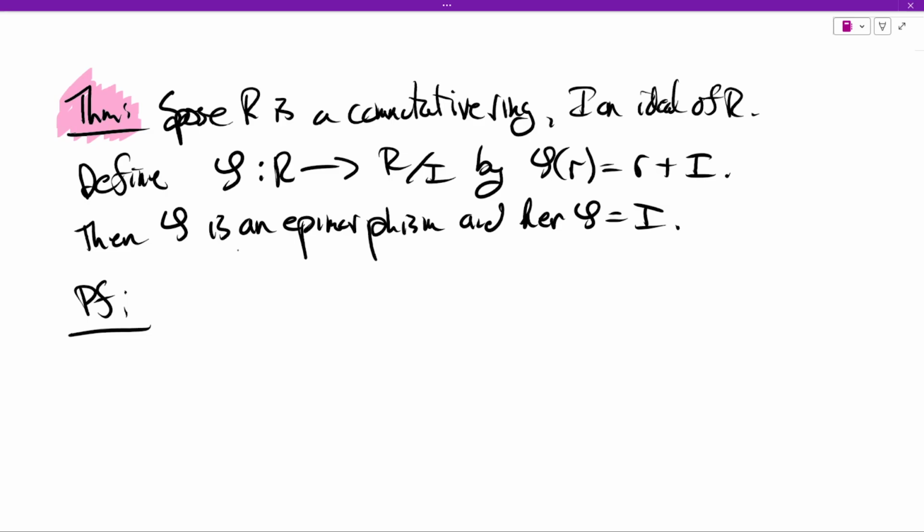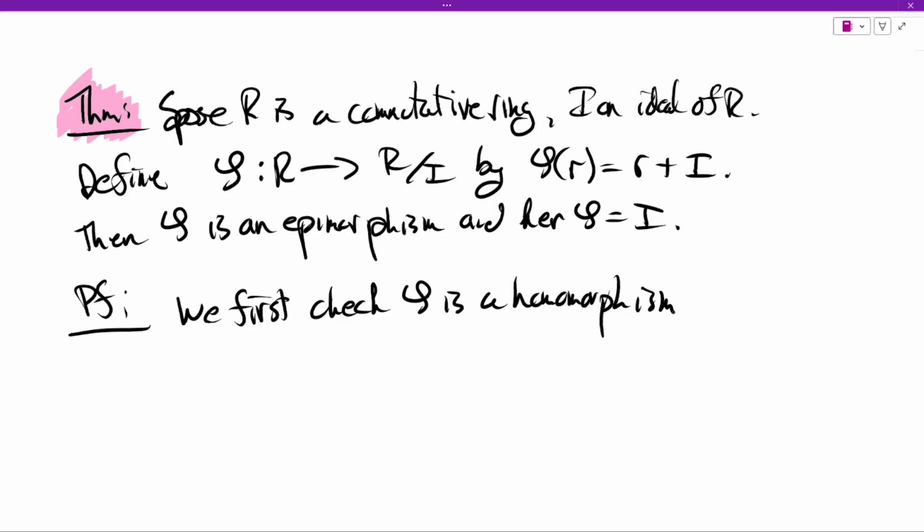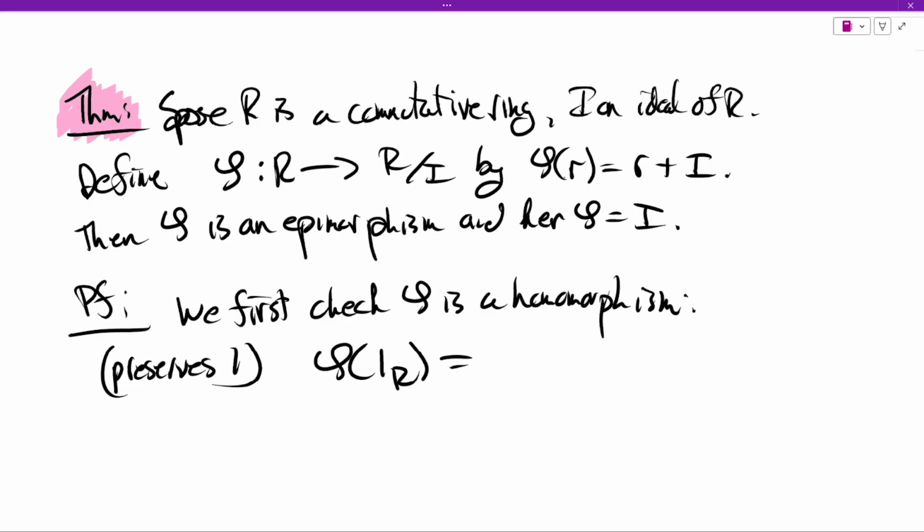Start with an epimorphism. It firstly needs to be a homomorphism. We check. Phi is a homomorphism. All right, it needs to send 1 to 1. So let's go, preserves 1 first. Phi of 1, by definition of phi, is you go to your coset. And that is the multiplicative identity in R mod I. So it preserves 1.